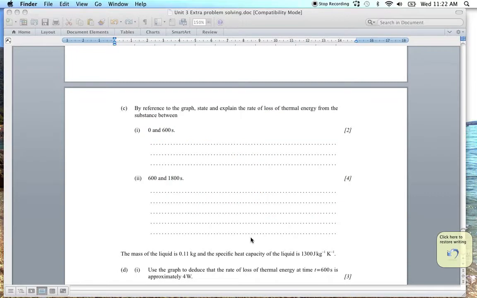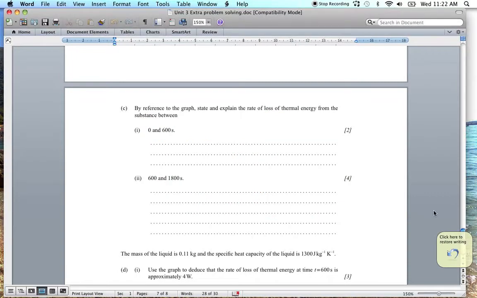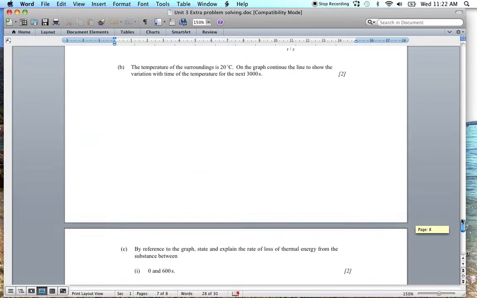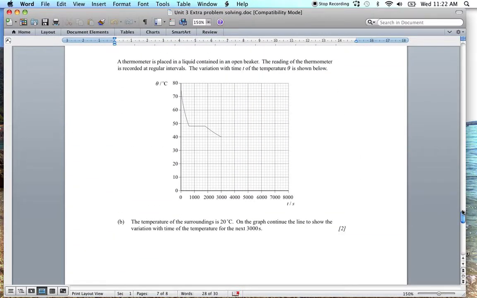I'm probably going to have to call up the graph again. So let's just have a look. Let's just go back to the graph, and I'll just read the question to you as it states here. It says the mass of the liquid is 0.11 kilograms, and the specific heat capacity of the liquid is 1300 joules per kilogram per Kelvin. Use the graph to deduce the rate of loss of energy at time is 600 seconds.